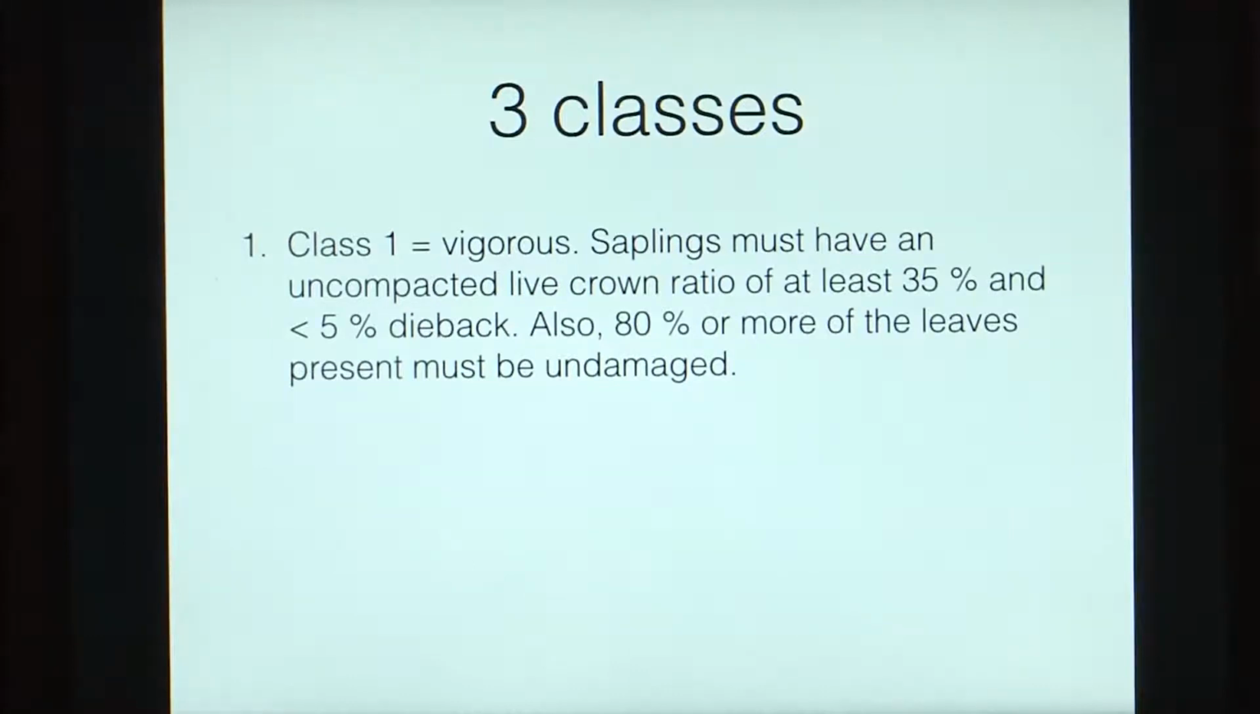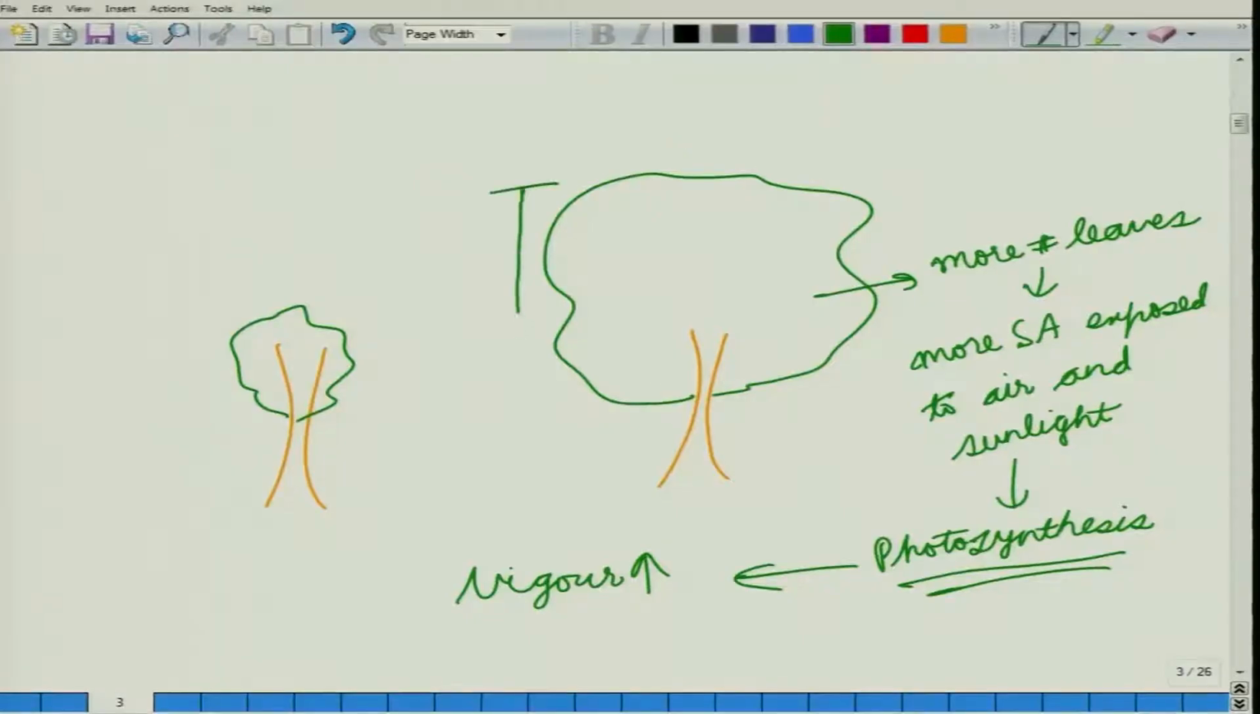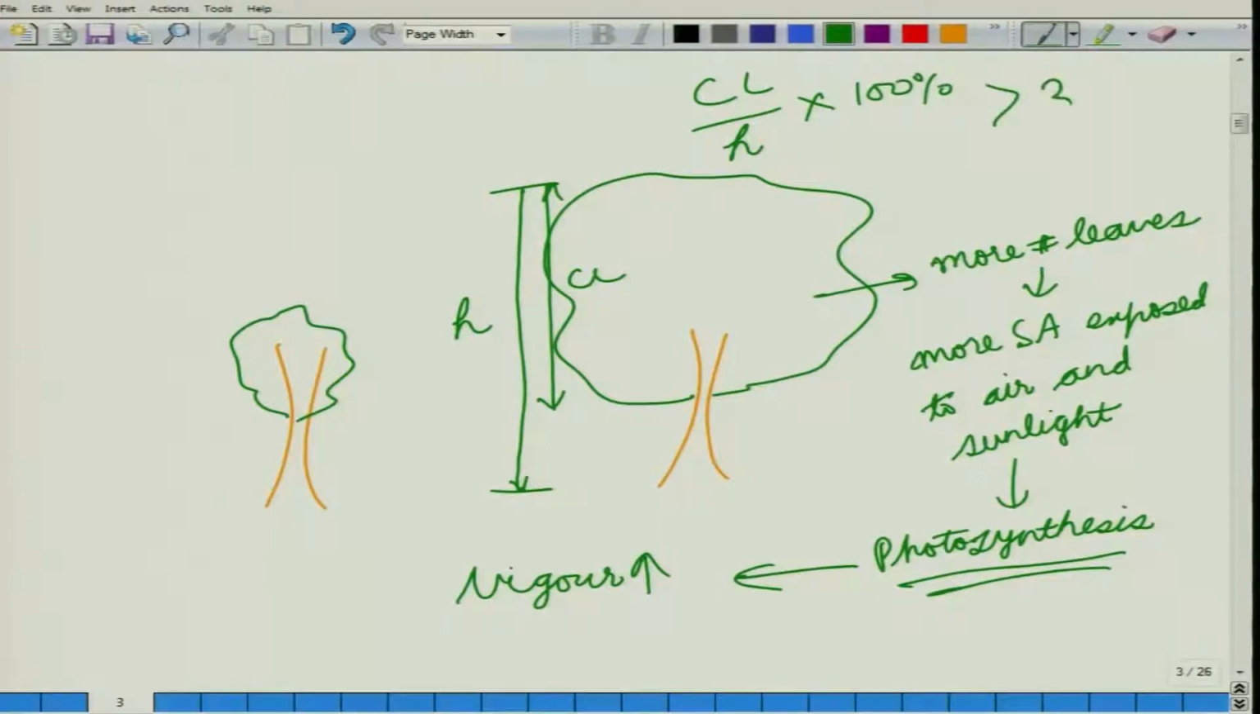Also 80% or more of the leaves present must be undamaged. So, now we can see here that it is vigorous when the uncompacted live crown ratio is at least 35%, which means, now coming back to the tablet, that if we have this as the total length, and we take the crown length and take the ratio of crown length upon, or let us call it, the height of the tree, then we will have crown length by H into 100%, that should be greater than 35% in the case of class 1 saplings. Also it should have less than 5% dieback.